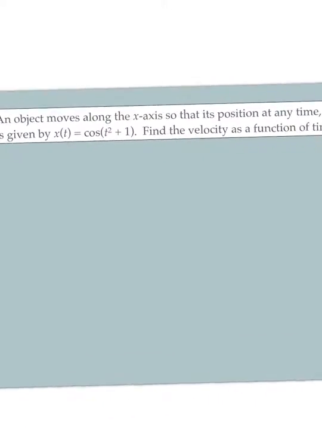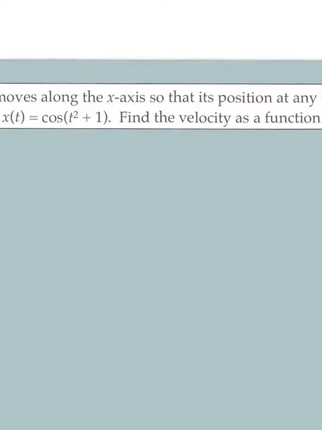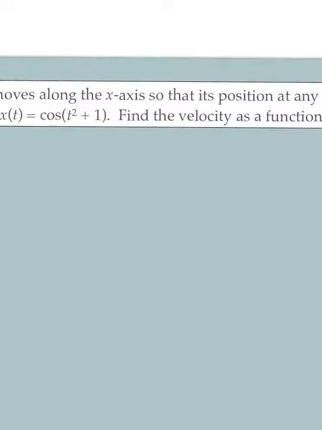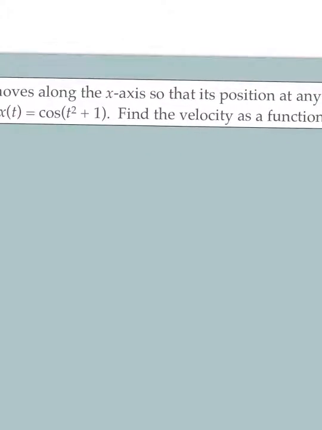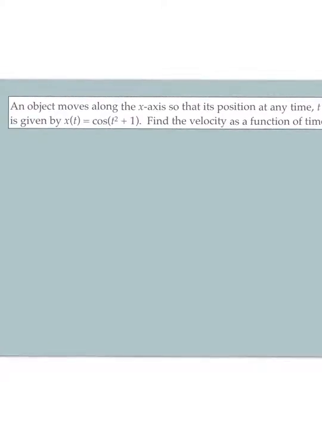Okay, so it says, an object moves along the x-axis so that its position at any time t greater than 0 is given by x of t equals cosine of (t squared plus 1). Find the velocity. So if I'm given position, how do I find velocity? Take the derivative of it. So the velocity is going to be the derivative of this.